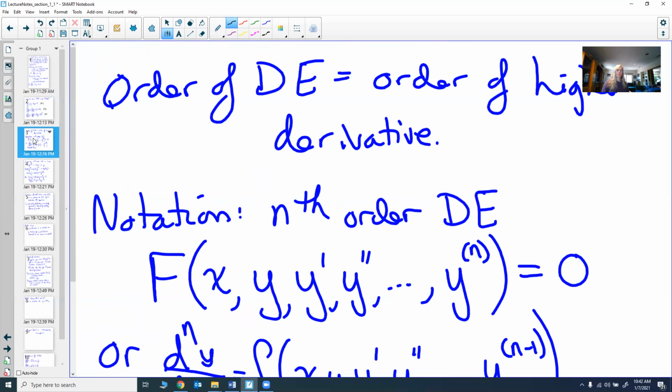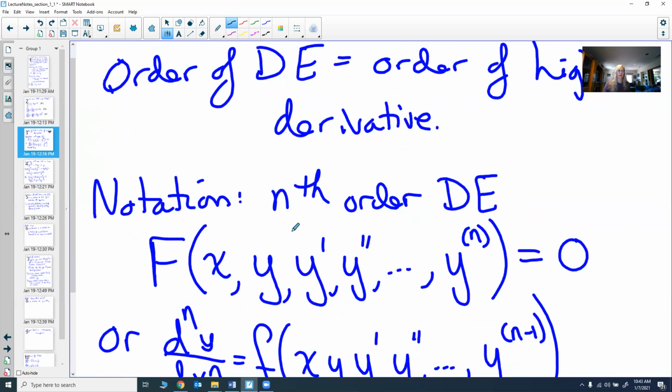What we'd like to do is talk about what we call the order of the differential equation. The order is just the highest derivative. If you think about it, the order of a polynomial is your highest polynomial power. So this is kind of that same idea: the order is the highest order of your derivative.